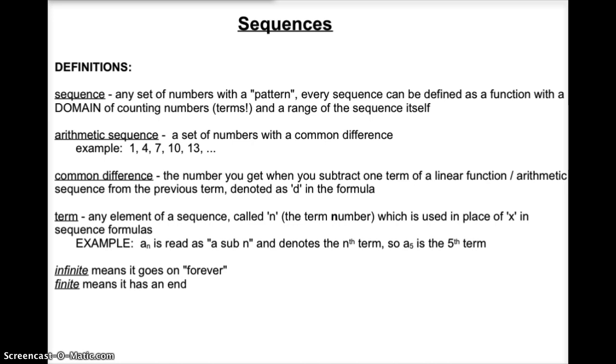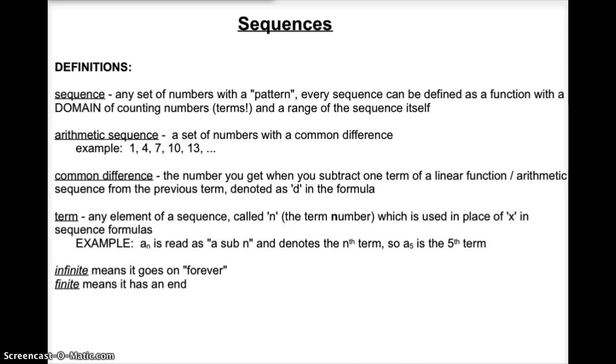A common difference is the number you get when you subtract one term of a linear function or arithmetic sequence from the previous term. So the common difference is denoted as D in the formula. A term is any element of the sequence. We call it n, which stands for the term number. And this n is used in place of x in sequence formulas. And you'll see shortly that the formula for a sequence looks very much like slope-intercept form, in the case of arithmetic sequences, that is, which is the only kind we're going to focus on right now.